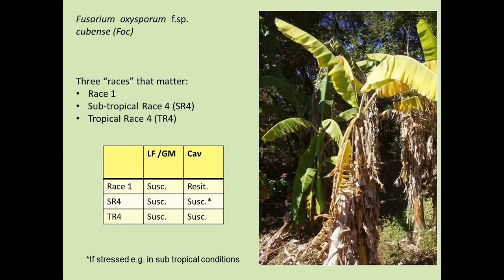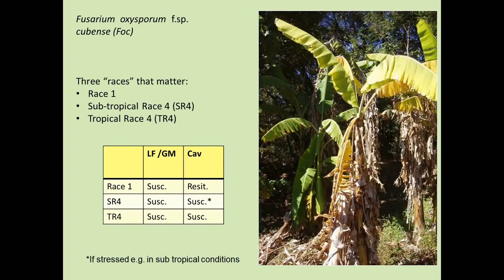So the race terminology is a bit bizarre in banana, but the three races, as we talk about, that really matter. Race 1 is the one that came in that first wave that attacked the Gros Michel, particularly in Central America in the mid-20th century. It can attack both ladyfinger and Gros Michel, but Cavendish is resistant. Race 2 would attack Bluggoe, which is more of a cooking type banana. Race 3 apparently attacks Heliconia and has nothing to do with bananas, so it's a bit of a misname. And then we have the race 4 isolates, which will attack Cavendish.